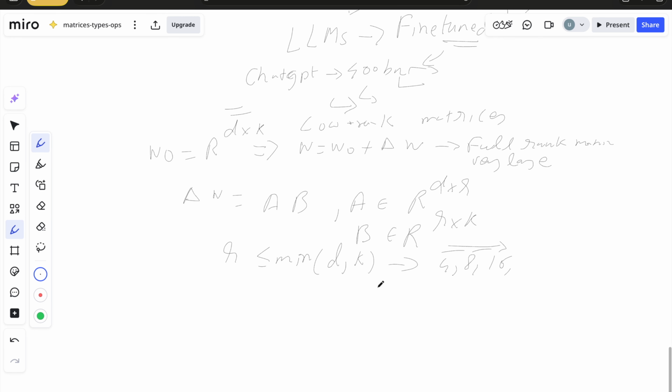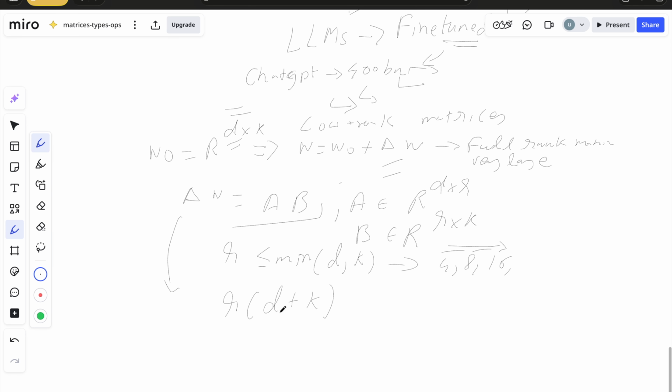Now, instead of learning these many parameters, all the d cross k parameters, LoRA basically states that you can just concentrate on this matrix, that is delta W, by decomposing it into A cross B, and that reduces the parameter learning to just r times (d plus k). That's it. Let's take an example.